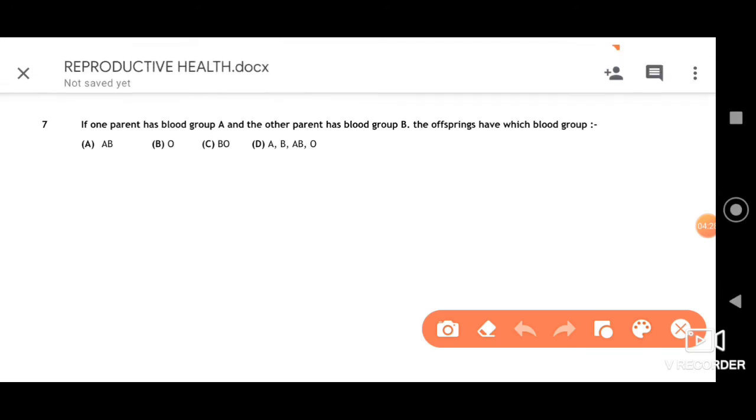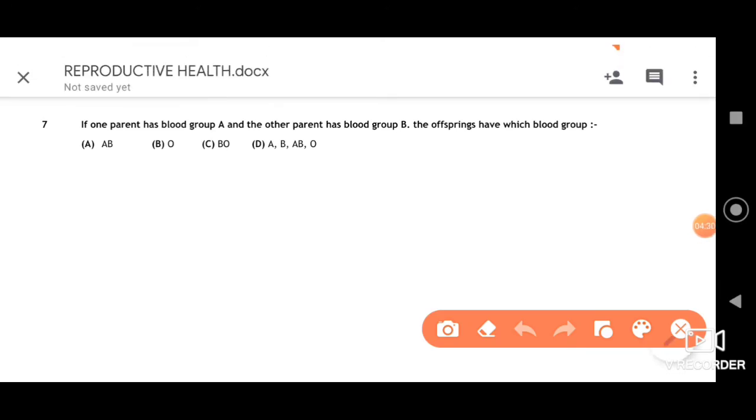Then the next question we have, dear friends: if one parent has blood group A and the other parent has blood group B, what type of blood group will the offspring possess? Let me clearly explain this question to all of you. First of all, please understand that a parent who has A blood group will have two possible genotypes.